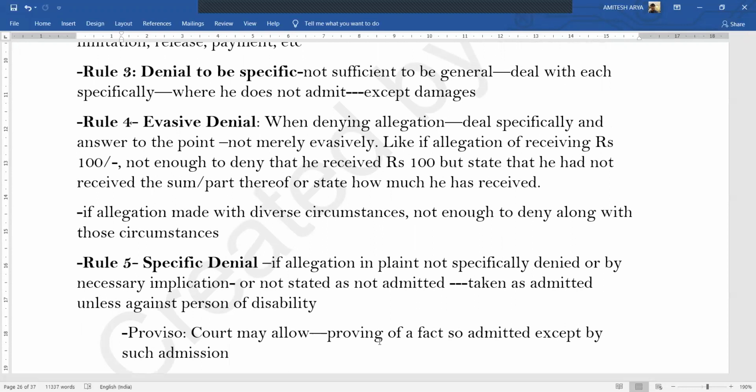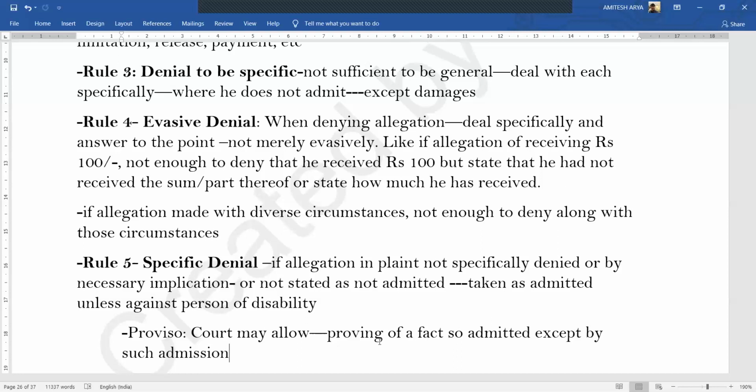there will be a denial on the part of the defendant that no, what the plaintiff is claiming is not right, I deny such a fact. How should the denial be? It should be specific. You just cannot say, I deny such and such statement. You have to deal with each of them specifically. Rule 4 says that you cannot be evasive while denying them. Just brushing it off together, saying, okay, I deny all the allegations, is not enough.